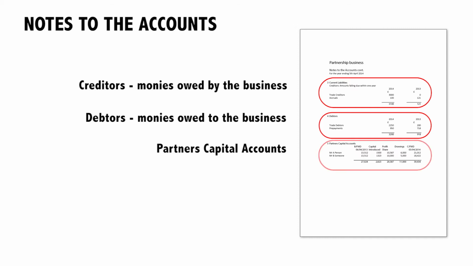The partner's capital account shows the breakdown of monies each partner has introduced and taken out of the business, as well as their share of the profit according to the partnership ratio. Check this figure against your records.